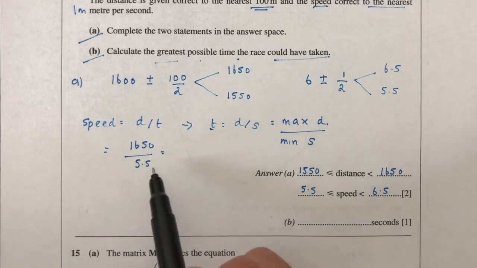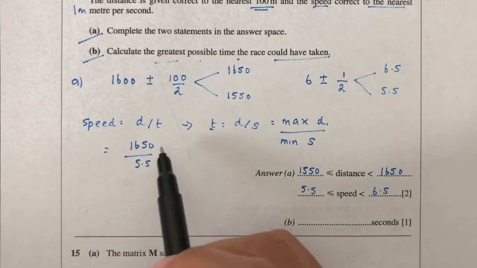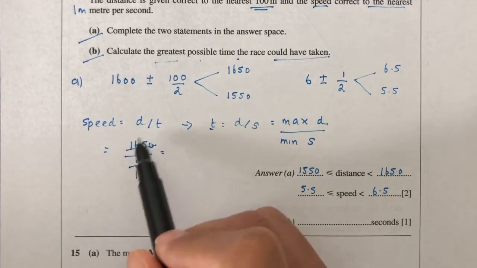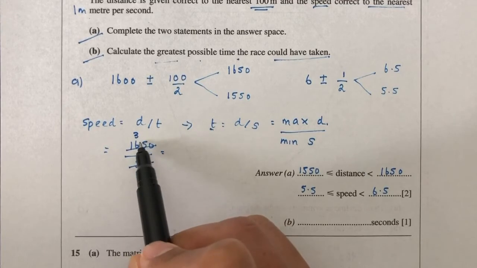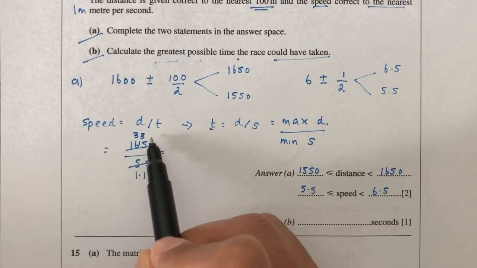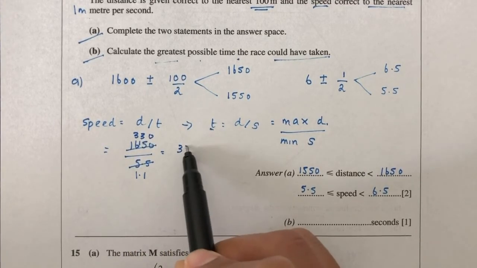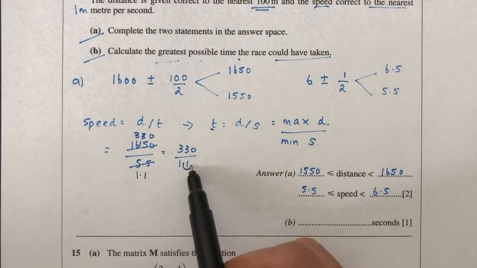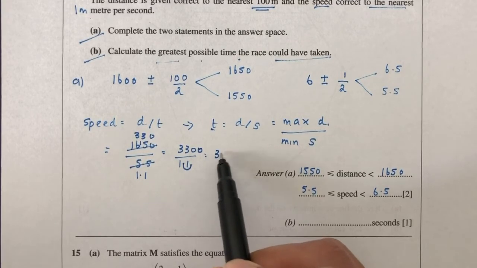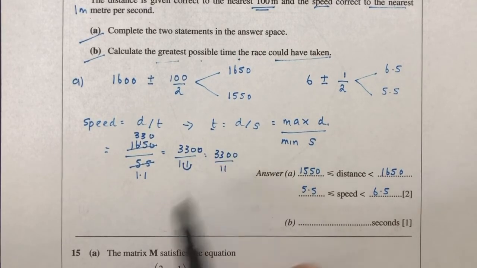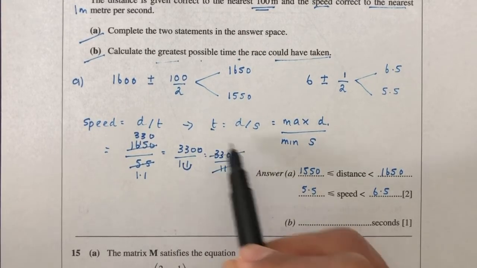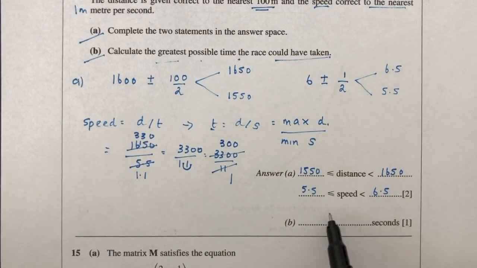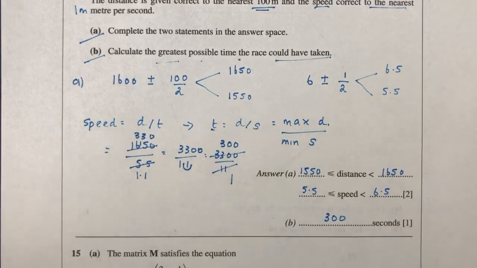Let's find out. We can divide by 5. That will be 330 and 1.1. We can move one decimal place here, so we have to add a 0. That becomes 3300 divided by 11. Divide by 11, that gives 300. So your answer is 300 seconds for the maximum time taken.